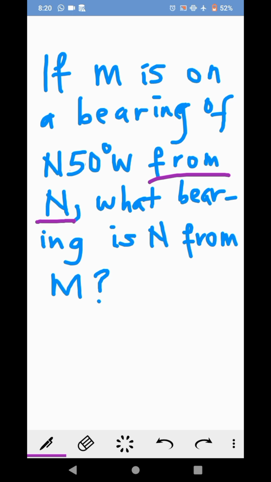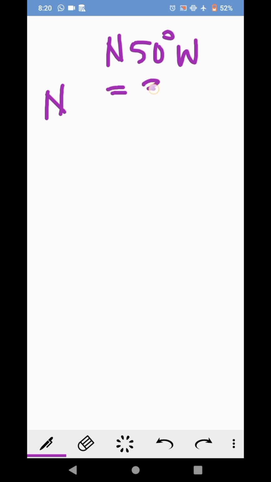So M's bearing will look like this. This is point N. We are drawing that of, say, north 50 degrees west, of course, which is the same thing as 310 degrees if you're familiar with our conversion of compass bearing and surveyor's bearing. All right, so now that means you have to draw 310 degrees.